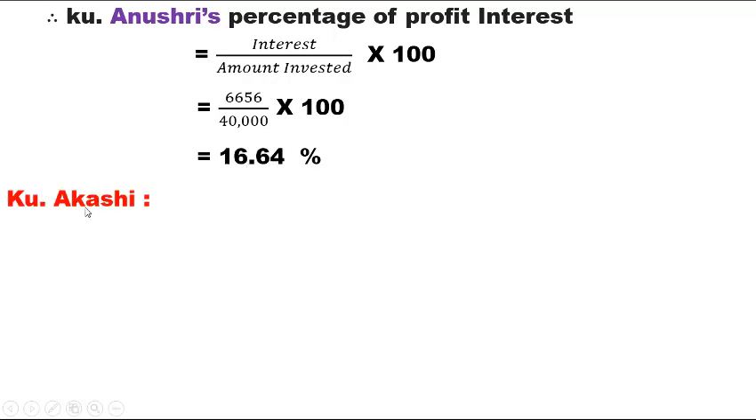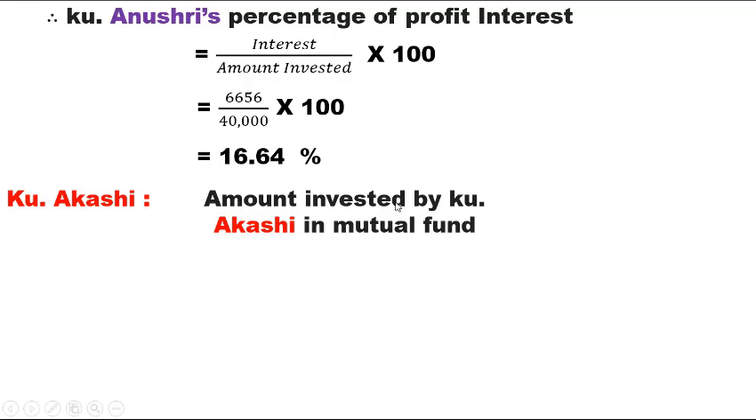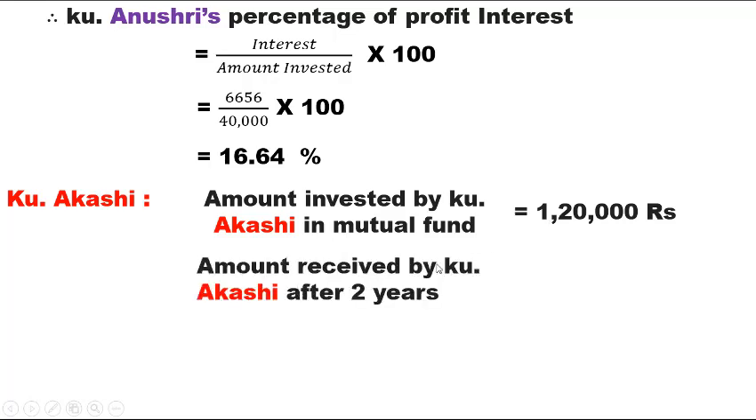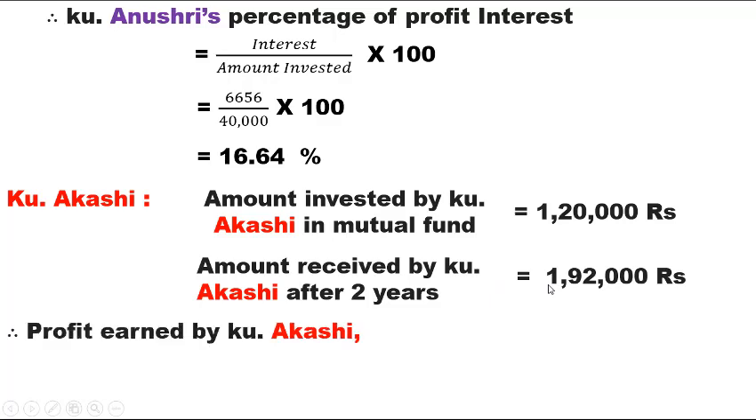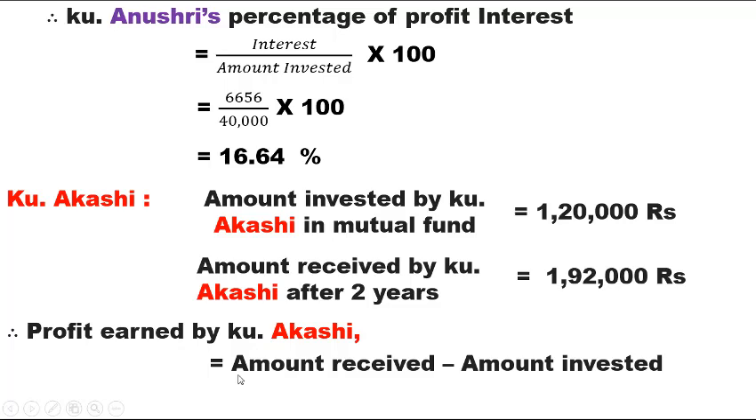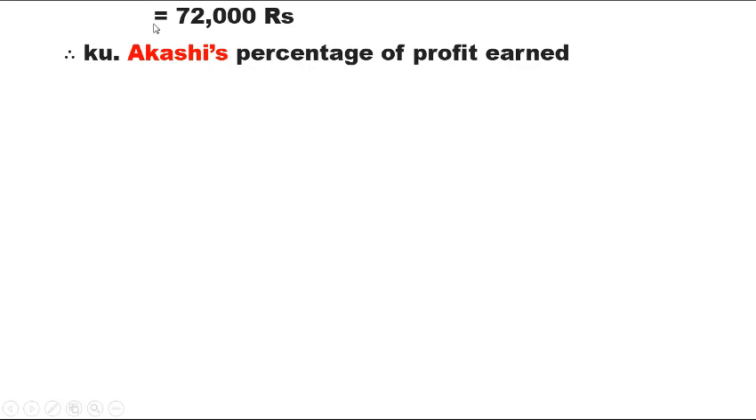16.64%. Kumari Akashi, amount invested by Kumari Akashi in a mutual fund is equal to 1,20,000 rupees. Amount received by the Kumari Akashi after 2 years is equal to 1,92,000 rupees. Profit earned by Kumari Akashi is equal to amount received minus amount invested. 1,92,000 minus 1,20,000 rupees is equal to 72,000 rupees.